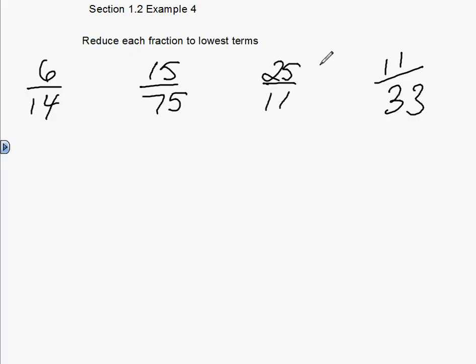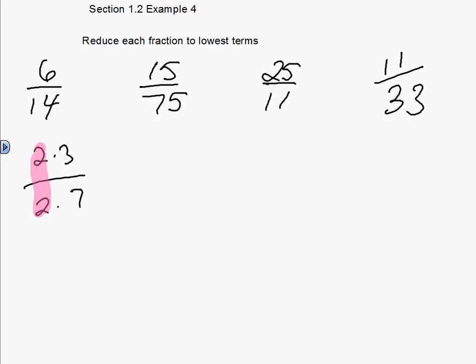Our goal is to take a fraction, such as 6/14, and reduce it to lowest terms. Reducing to lowest terms involves the prime factoring technique that we just worked on a second ago. So 6 is 2 times 3, and 14 is 2 times 7. What's very important is that we recognize that the 2's match up, so they can be reduced.